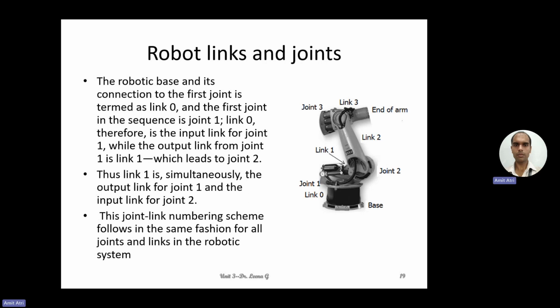So the robot base and its connection to the first joint, that is link 0. Then the first joint in the sequence, that is joint 1. Link 0 is therefore the input link for joint 1, while the output link from joint 1, that is link 1, leads to joint 2. So another joint. Between two joints, there is a link. One is the input, one is the output. So thus link 1 is simultaneously the output link for joint 1 and the input link for joint 2. Then this joint-link numbering scheme follows the same fashion for all joints and links in the robot system.